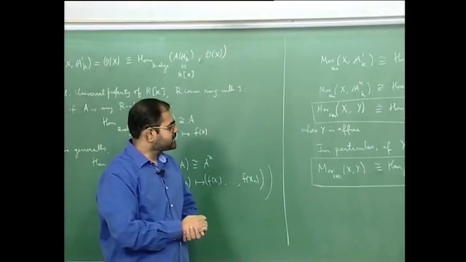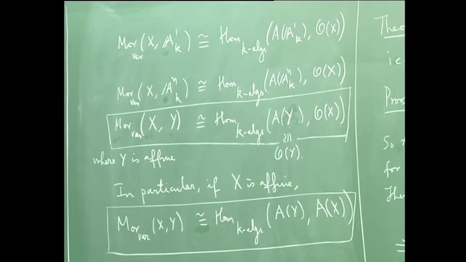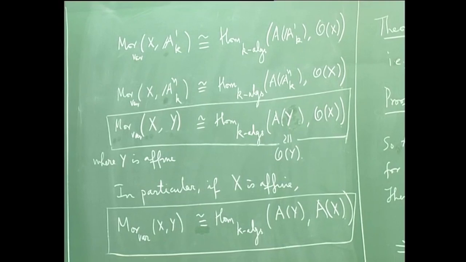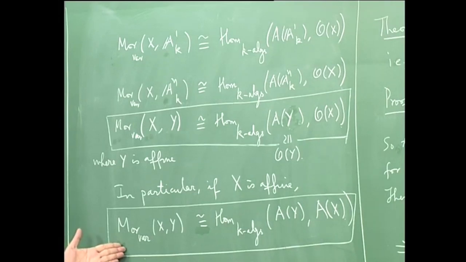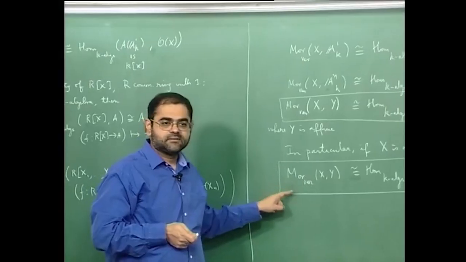And why are these statements important? We'll prove these statements. They are just generalized versions of the first statement, the simple statement that regular functions on a variety are the same as morphisms into A1. It is a grand generalization of that. How grand it is: it actually gives you an equivalence between the category of affine varieties and the category of finitely generated K-algebras. That is the reason why this is a very important statement.